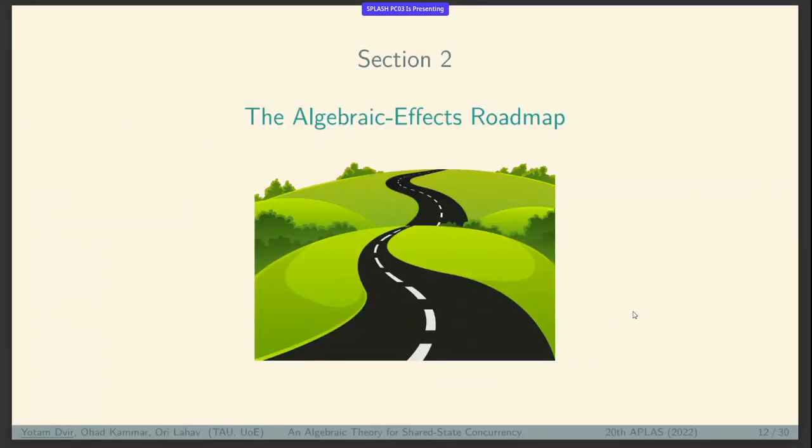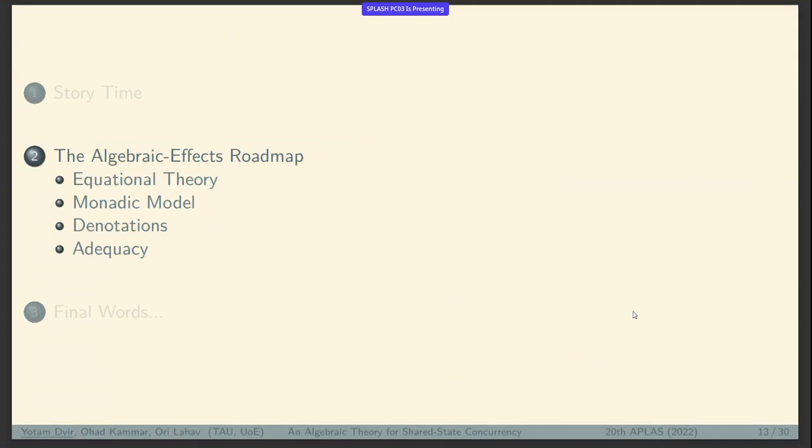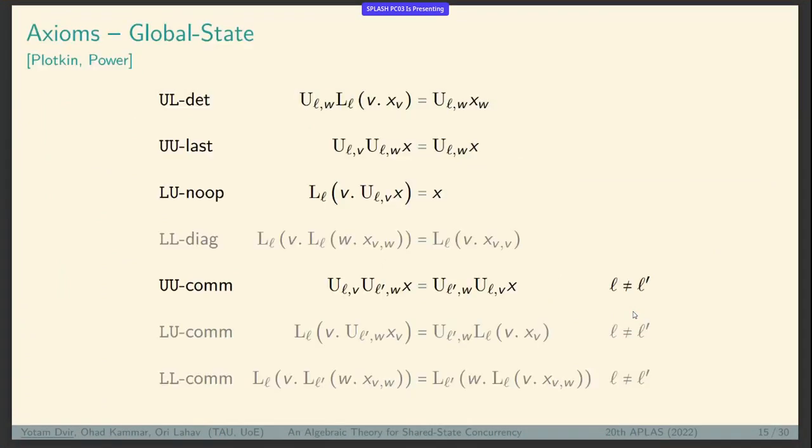Okay, so let's drive down the road of algebraic effects. We'll define an equational theory. We'll define a monadic model over the equational theory. We'll define denotations over the monadic model, and we'll prove that the denotations are adequate. So this is the equational theory. Now we're actually seeing it.